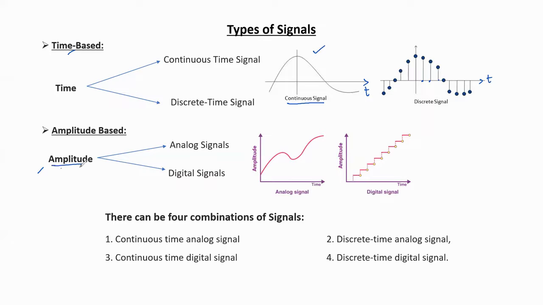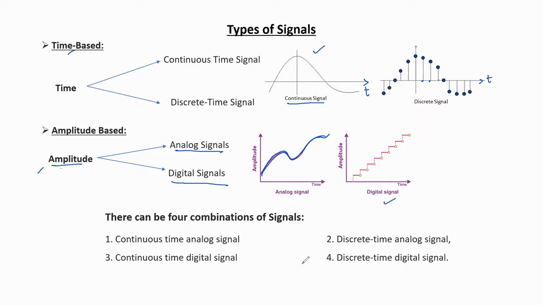If the amplitude is continuous, then we name it an analog signal. Let us see the shape of the analog signal. Now we should focus only on amplitude. The amplitude is continuously varying along the y-axis. This is called an analog signal. Now the digital signal. If the amplitude is discrete along the y-axis, then we name it a digital signal.